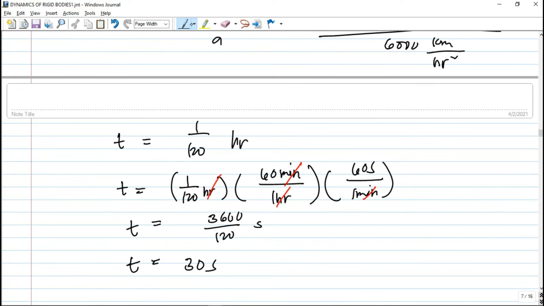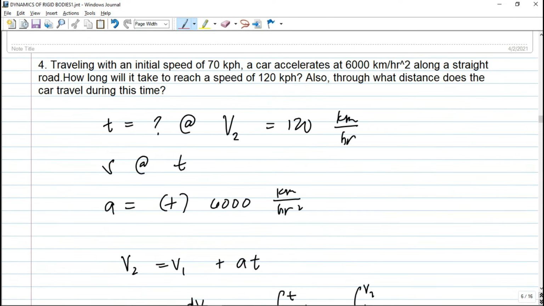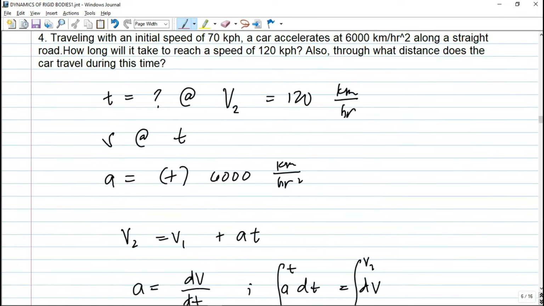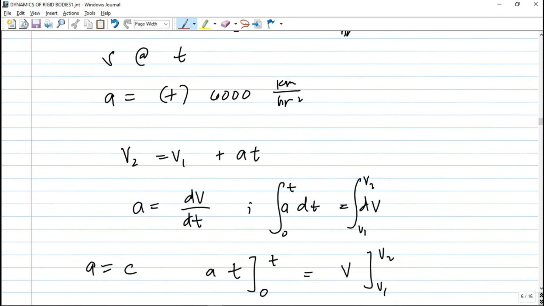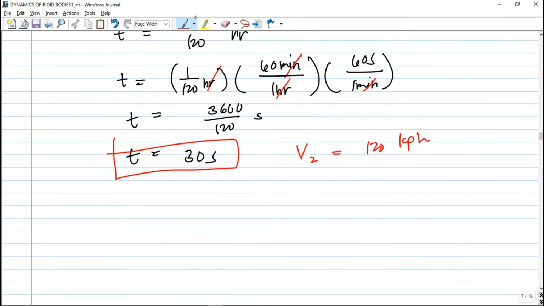So after 30 seconds, guys, the velocity v sub 2 is 120 kilometers per hour. Then we get the distance traveled by this particle, which is the car, at time 30 seconds. Okay, we can use the formula. Formula guys, gamitin natin if you are going to solve this distance. So we have here x sub 2 equals x sub 1 plus v sub o t plus 1/2 a t squared.